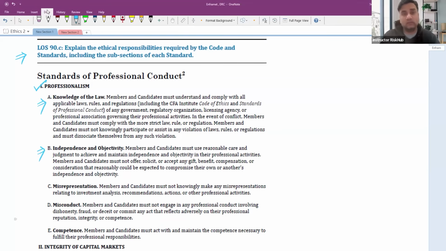There are a lot of things here which are given for the exam, right? You not only have to follow all applicable laws, rules, and regulations of any government, regulatory organization, licensing agency, or professional association. And in the event of conflict, members and candidates must comply with the strictest law, right? Keep that in mind. Follow the stricter law. Never assist or participate in a violation. Must dissociate from violation conduct.